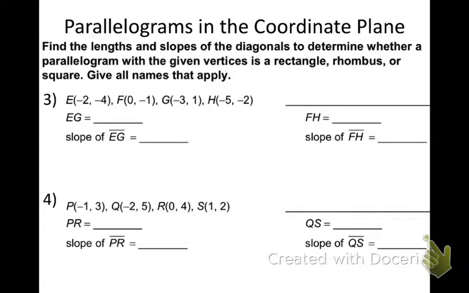So as I look at numbers 3 and 4 here, it says find the lengths and slopes of the diagonals to determine whether a parallelogram with the given vertices is a rectangle, a rhombus, or a square. Give all the names that apply. So I'm finding E and G, and then F and H. And I'm going to do the same with the next one. I'm going to find P and R, Q and S. All right, can we find distance and slope? Can we all agree to find those things? Good. Find the distance and slope of all 4 of those right there and determine whether it be a rectangle, a square, or a rhombus.